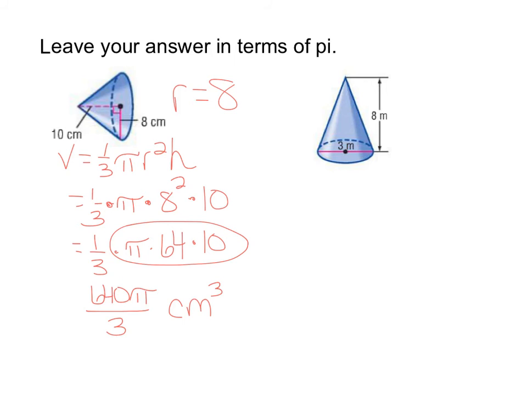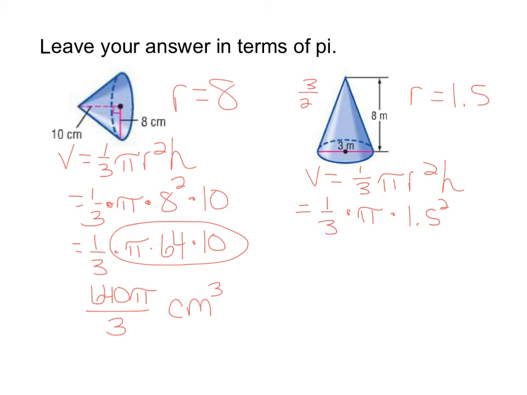The next one, notice they give me the diameter, right? They gave me all the way across. The diameter is 3, so I'm going to divide that by 2. And my radius is 1.5. Okay? My height is 8. So I'm going to write my formula. Then I'm going to start plugging in. I'm going to substitute. I'm not going to substitute for pi, so times pi times my radius, 1.5 squared, times my height, 8.